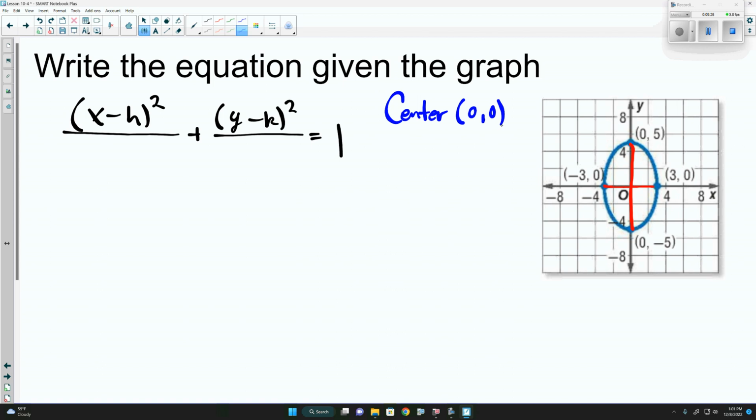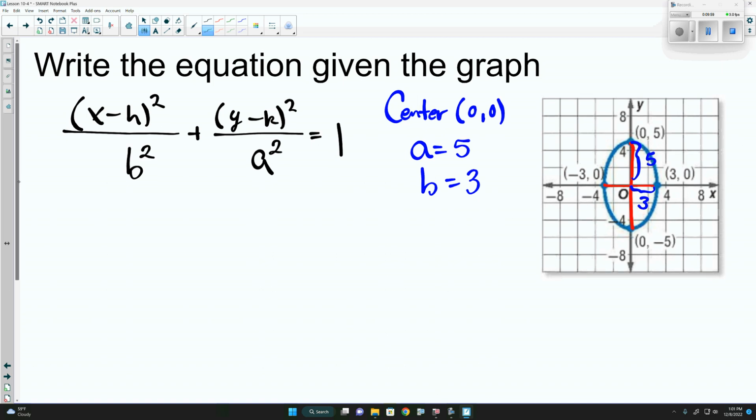Now, if we look at this distance here, A is 5 and B is 3. We don't even need to know what C is, because we already have A and B. And is it stretched more along the y or the x? A squared would be under y, B squared is under x.